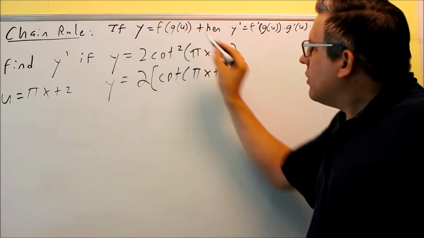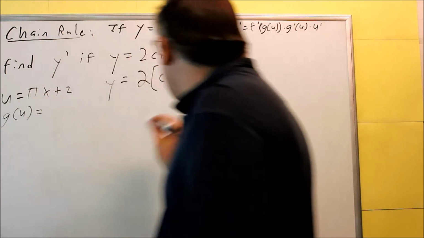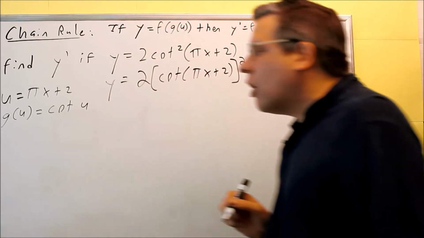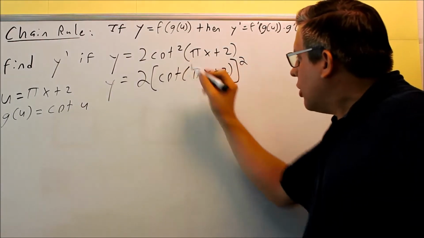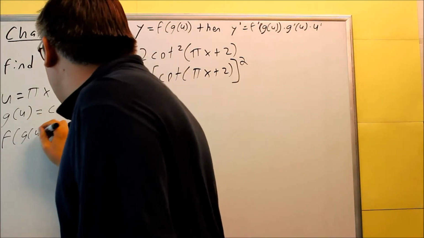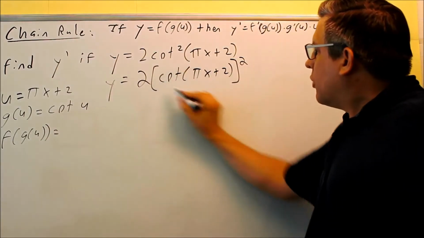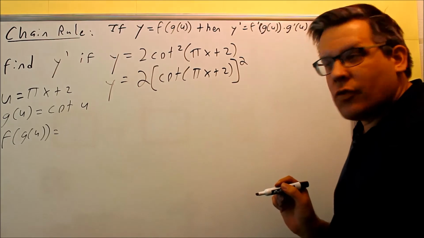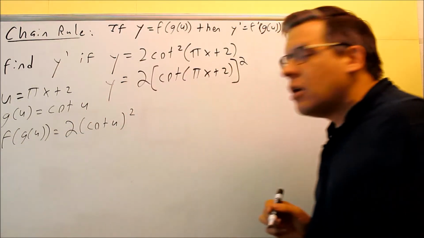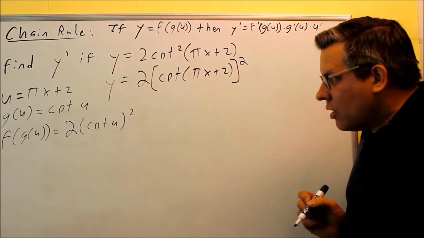Next, we want to find the g of u. So g of u would be this inside one here. That's cotangent of u. Finally, we're going to do the outside one. We want to find f of g of u. So here's what that's going to look like. We're going to get rid of all this and replace it with cotangent of u. If you do that, you have 2 cotangent of u and then squared. So these are our 3 pieces that we're going to use.